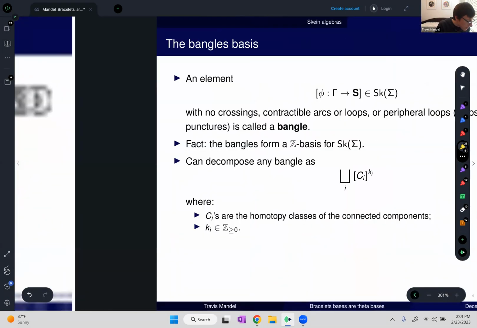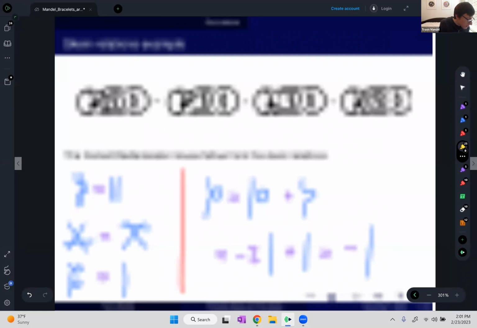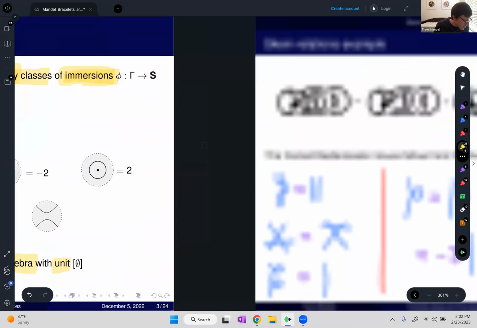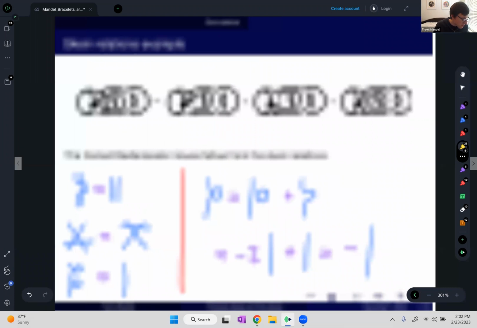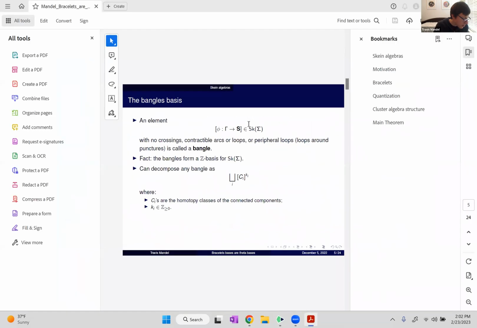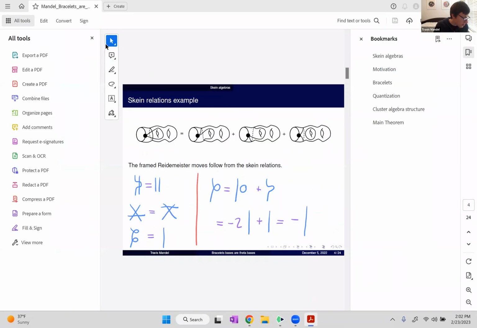We're just going out of this slide. I'm not sure why this is blurry. This is just some examples of skein relations. Let me try and switch to another copy of this file. Okay, it's loading better here.